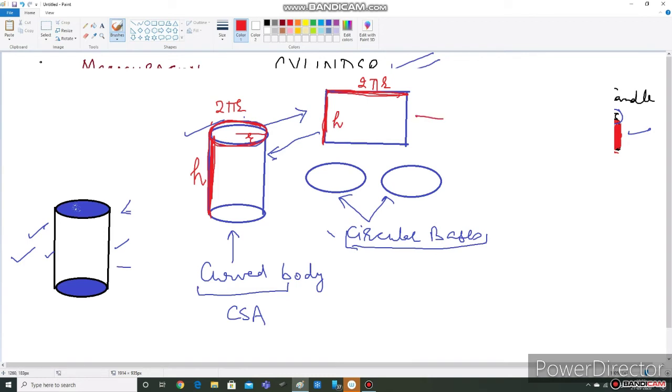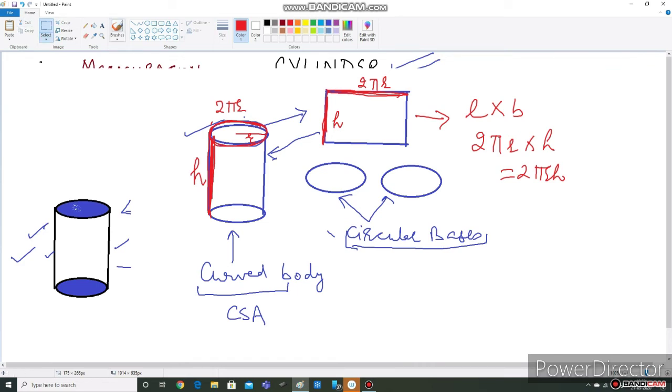Okay, now what will be the area of this rectangle? Everybody knows the area of a rectangle is length into breadth. Length into breadth means 2 pi r is the length and breadth is height. So the formula is 2 pi r into h. 2 pi r into h is the formula. Now this is the formula we have calculated. With the help of this, we have calculated our curved surface area.